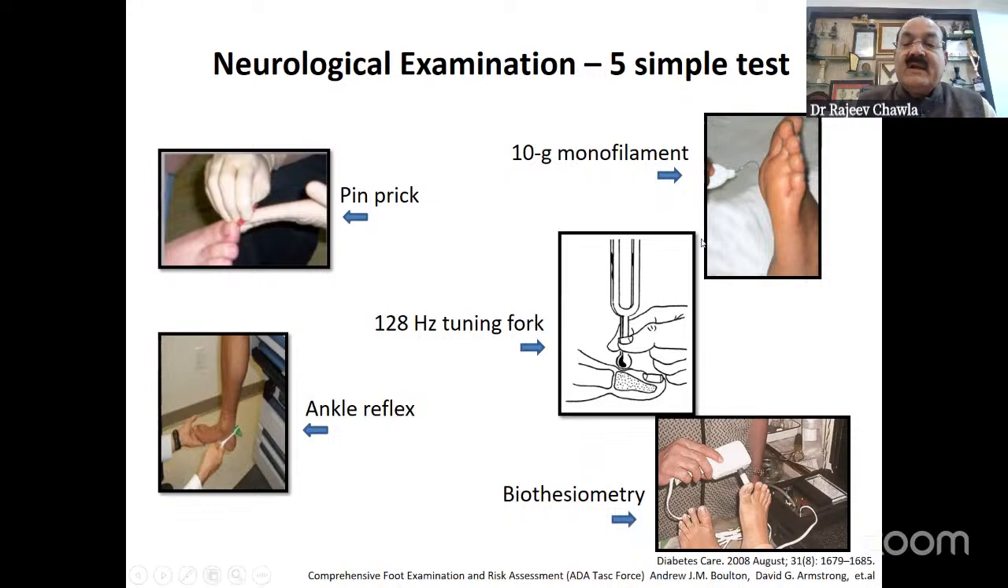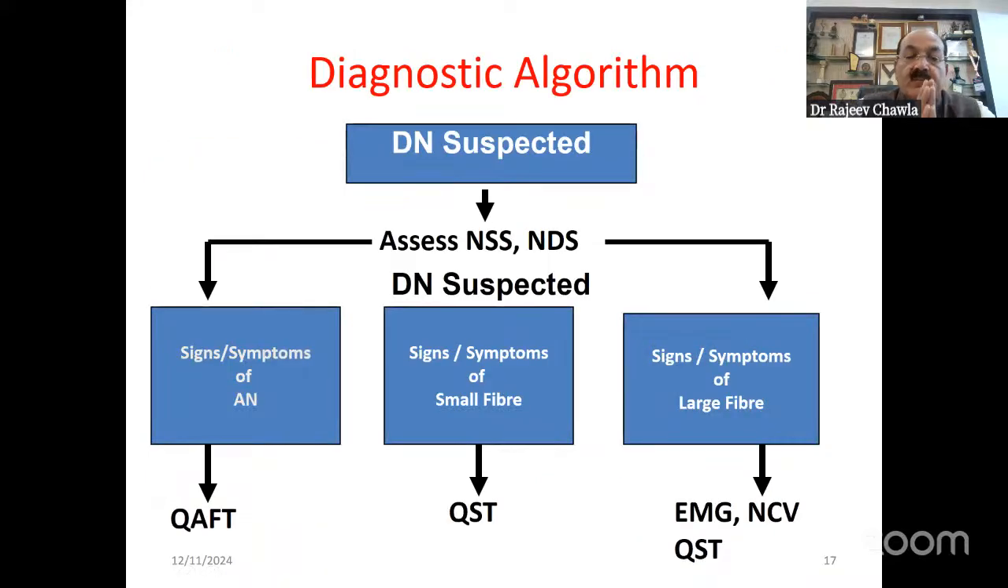So you can use this for diagnosis of peripheral neuropathy along with a 128 hertz tuning fork to look for vibration sense. Pinprick also can be used, but mind it, don't prick very deep, because many times the patient may not have sensation and you may injure the foot. You may look for the ankle reflex with a hammer, or if you want to quantify, you may do biothesiometry.